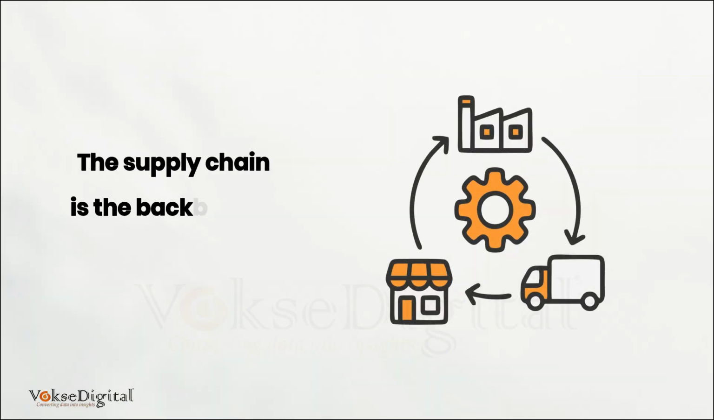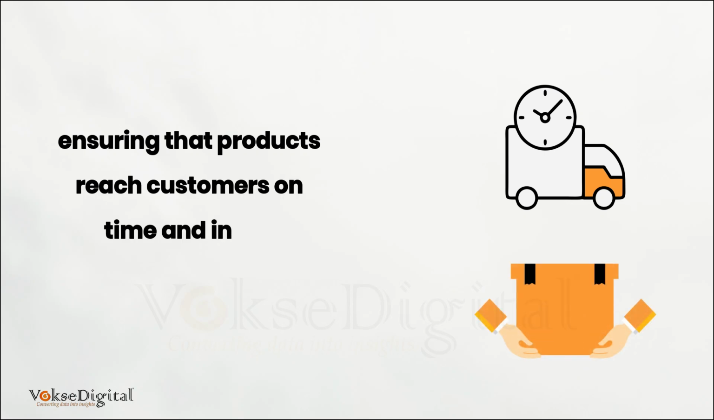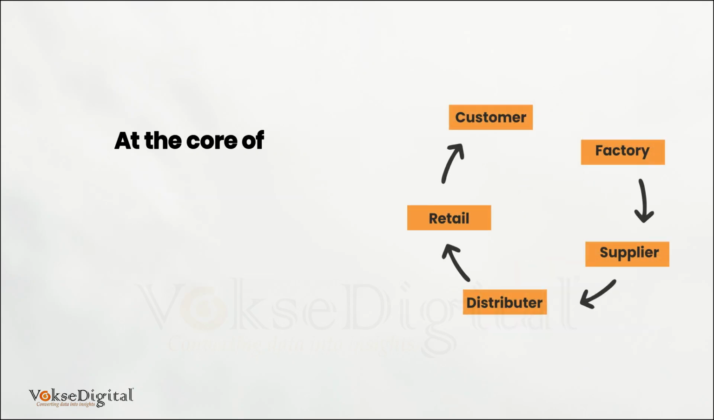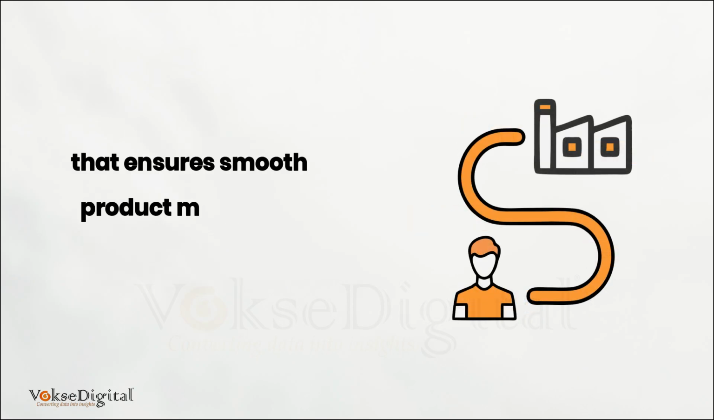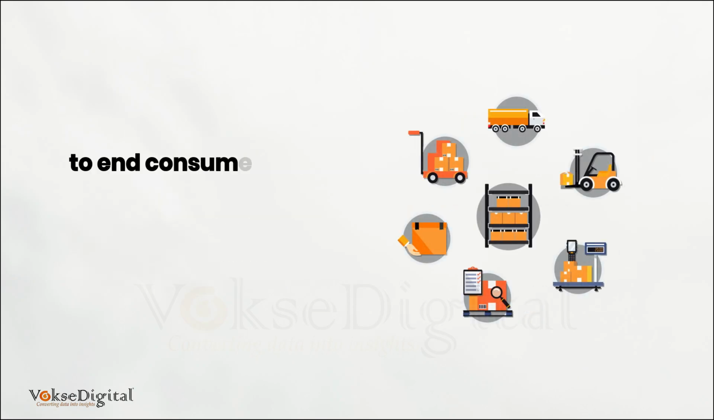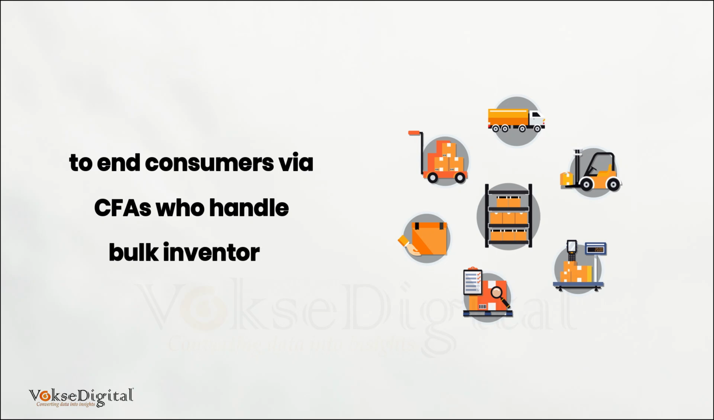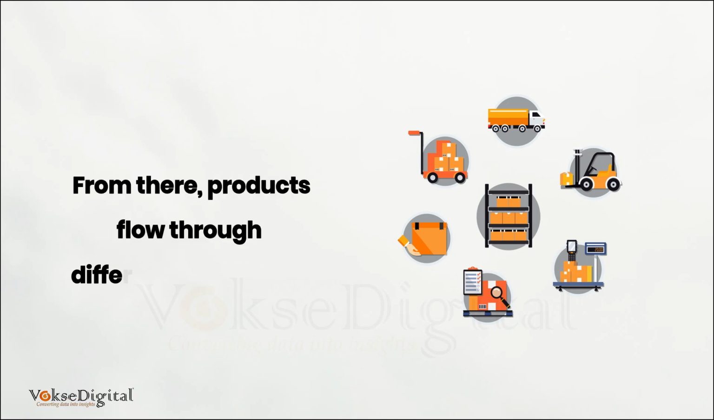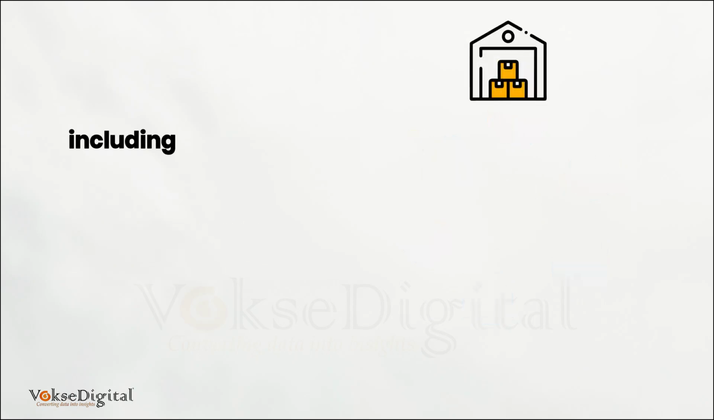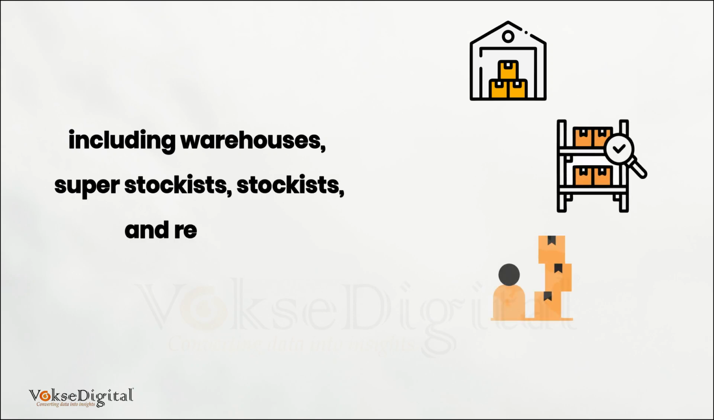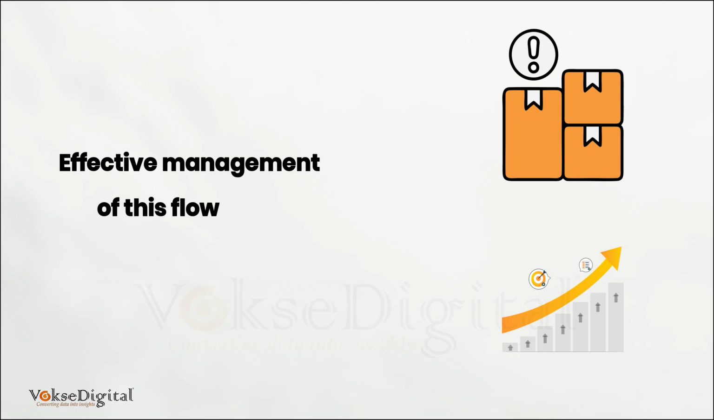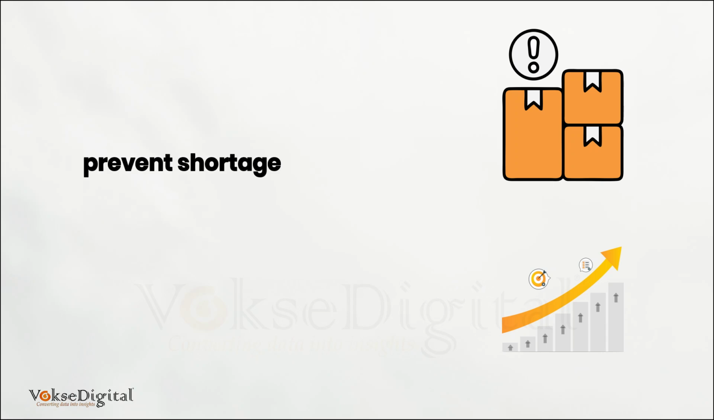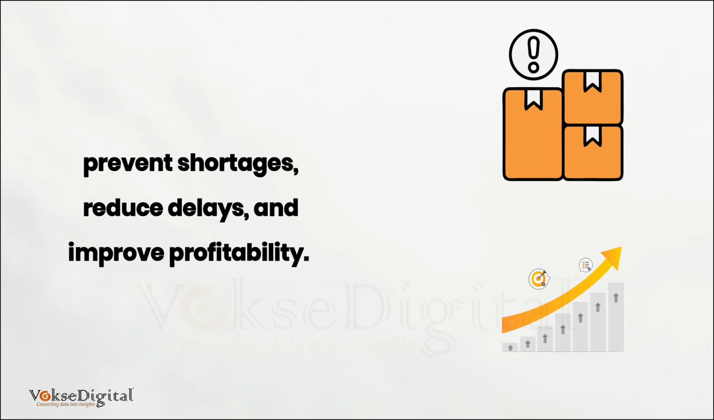The supply chain is the backbone of the FMCG industry, ensuring that products reach customers on time and in the right quantity. At the core of the supply chain is a multi-layered distribution system that ensures smooth product movement from manufacturers to end consumers via CFAs who handle bulk inventory. From there, products flow through different distribution layers, including warehouses, superstockists, stockists, and retailers before reaching customers. Effective management of this flow helps businesses prevent shortages, reduce delays, and improve profitability.